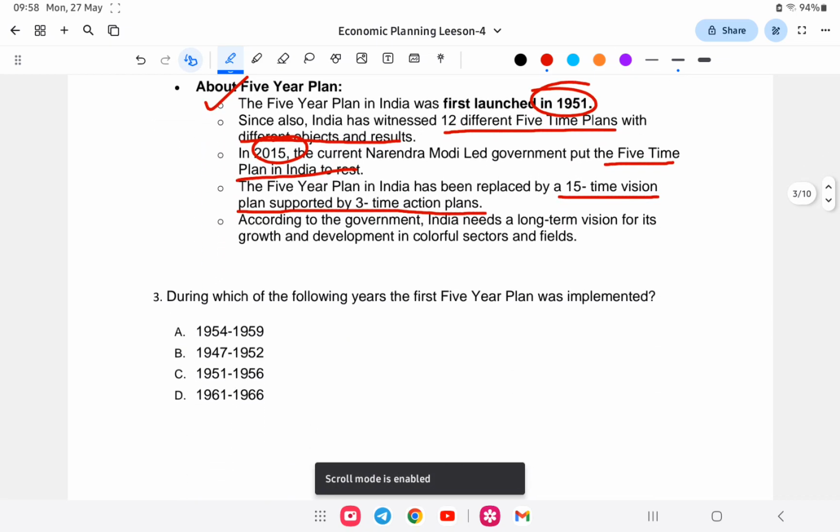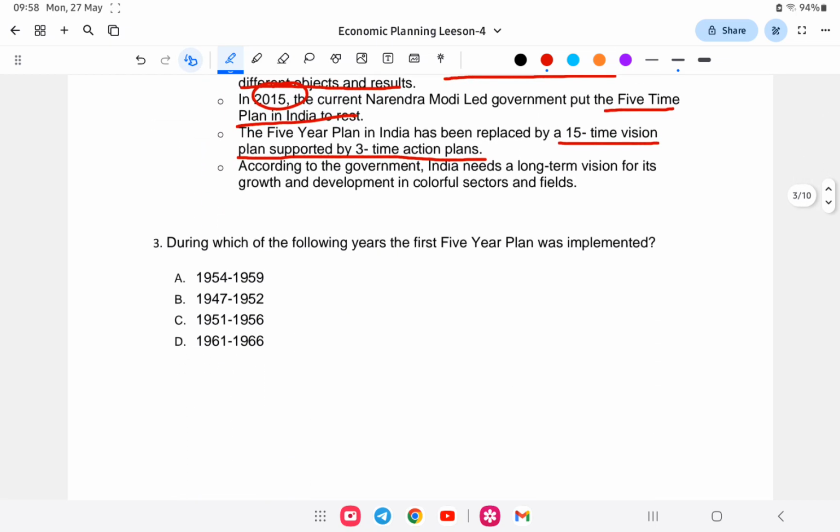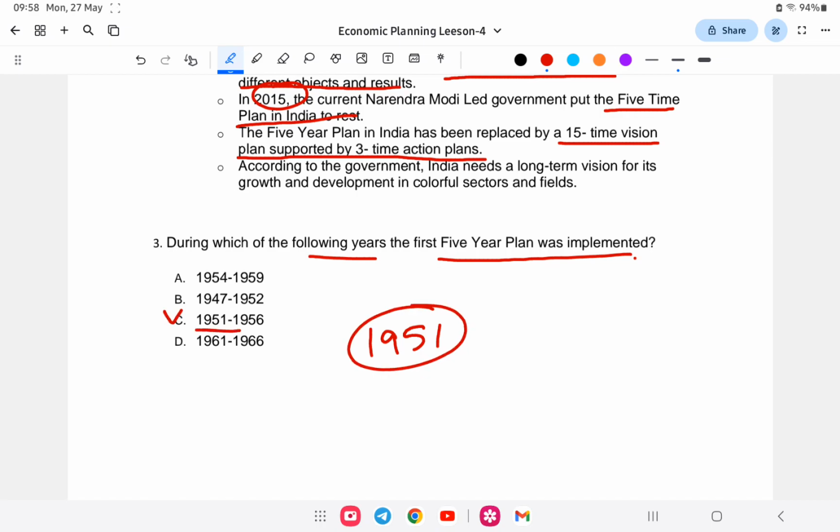Next question. During which of the following years was the first 5-year plan implemented? We know that it started in 1951. So let's take a look at the options, that is 1951 to 56 as the answer.